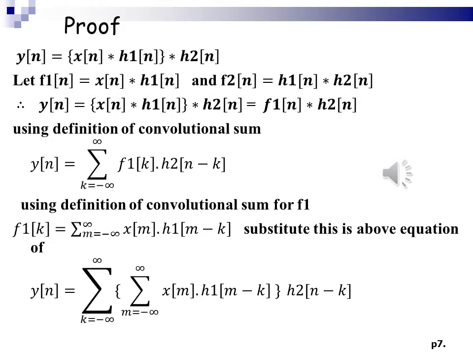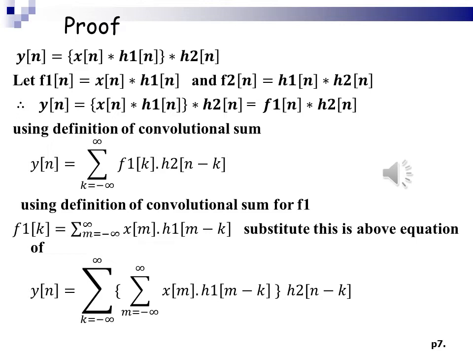The previous two proofs, that is commutative and distributive, are quite easy to understand, but this associative property proof is slightly difficult. In the beginning, we are going to assign certain names to some convolutional functions. For example, what is the output of the first subsystem? The output of the first subsystem is x of n convolved with h1n.